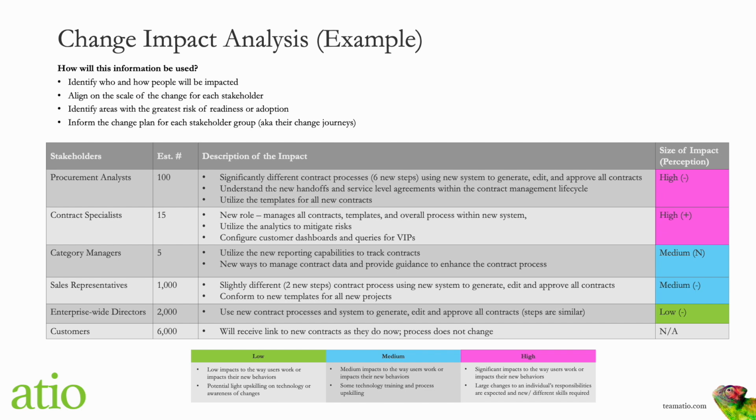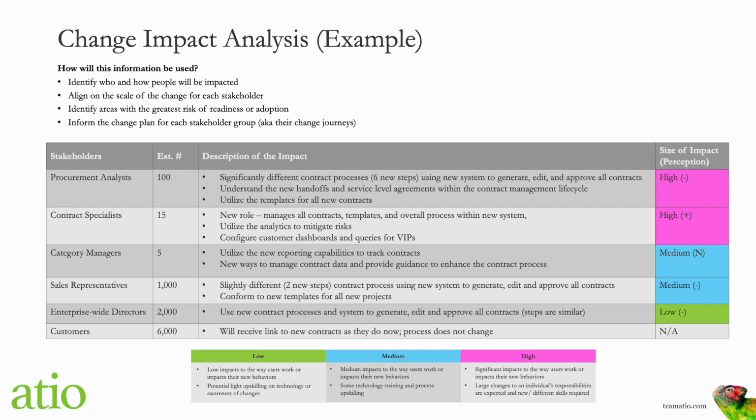You can see here we've kept it to the top highlights, or the top, say, don't go more than 5 impacts for each of the roles. That way it allows you to have a good discussion with the stakeholders that you're discussing the impacts with. In addition to the size of the impact, we've also added perception here, which tells you, generally speaking, for each of these roles, are they going to perceive this change as positive, negative, or neutral.